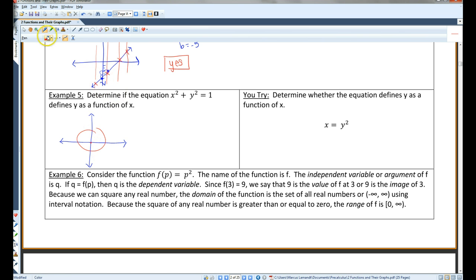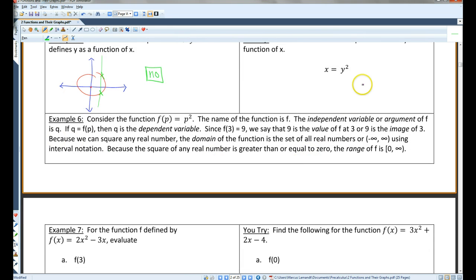If you were to do the vertical line test here, you're going to hit the graph in multiple places. So this is not a function. Okay? You guys go ahead and try this one. You're welcome to use your calculator if you're not sure what the graph looks like, okay?